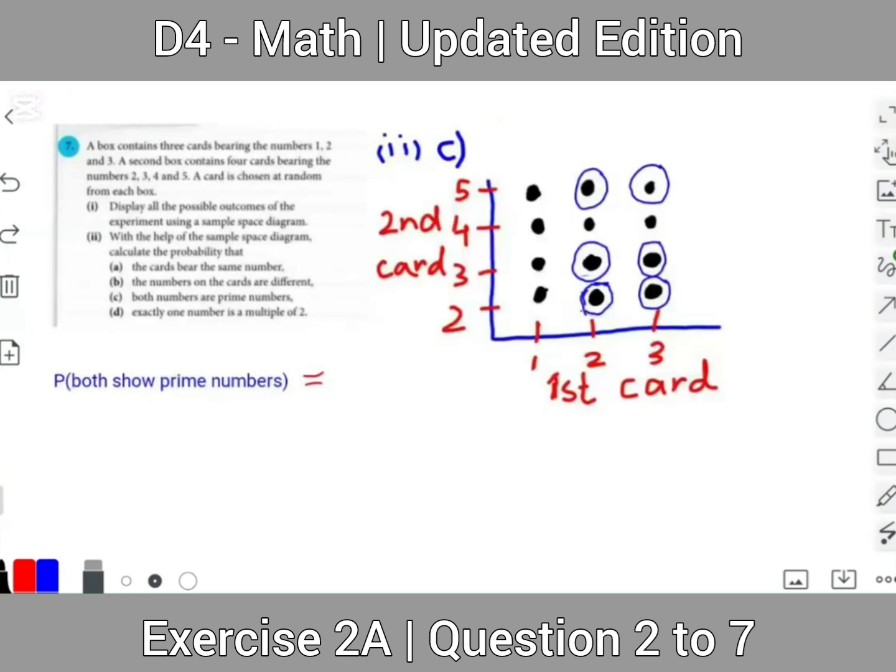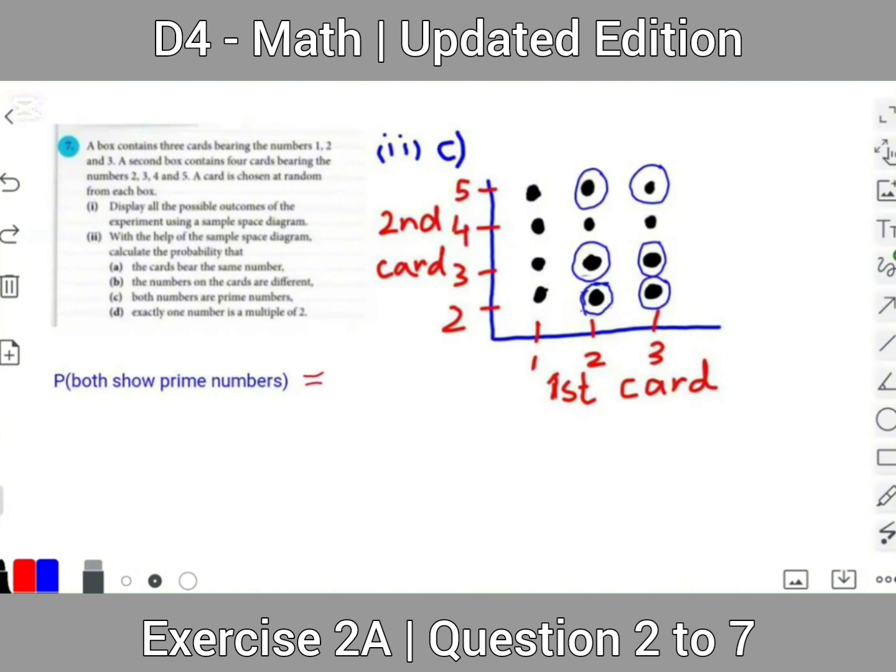Now in part C, we have to find the probability that both numbers are prime numbers. So for this, we first have to recall the definition of prime numbers. What are prime numbers? A number that has only two factors, one and itself, is a prime number. So first we will identify the number of favorable outcomes from our sample space diagram. So here we have 6 outcomes that show both prime numbers.